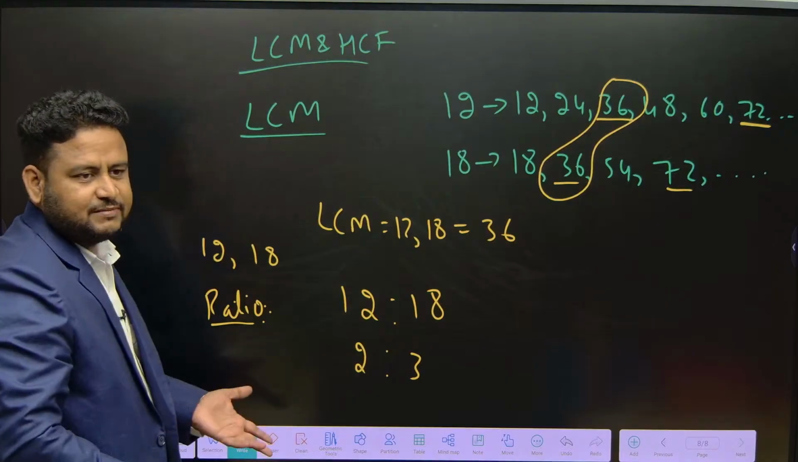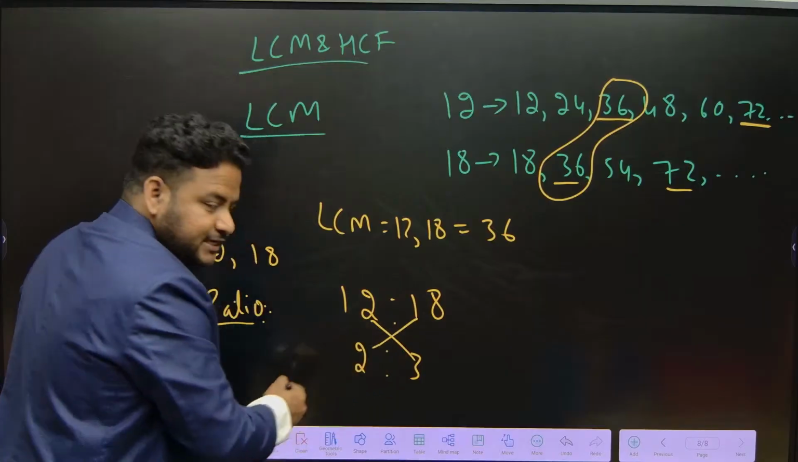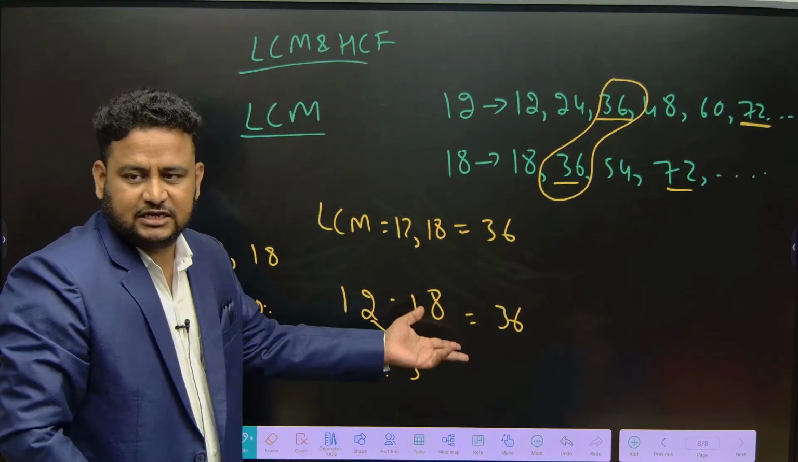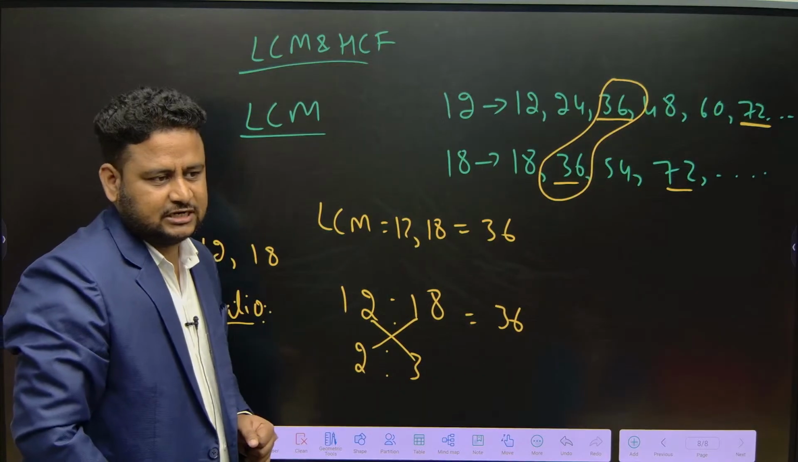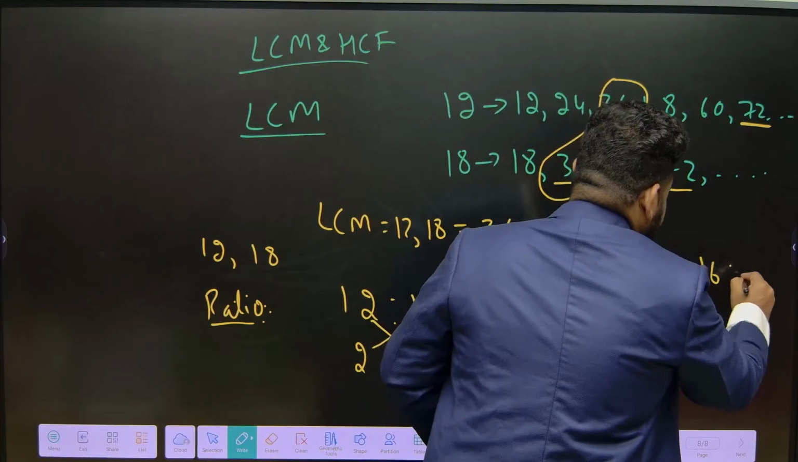Now, what is the LCM if they ask? Either cross multiply 12 into 3 or 18 into 2. So what will you get? 18 into 2 is 36, 12 into 3 is 36. So the LCM is 36.